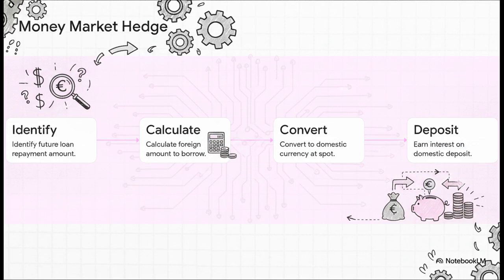Let's slow down the pace for a second and see how this builds step by step for a foreign receipt. Step 1. Identify the exact loan repayment required in the future that matches your expected foreign revenue. Step 2. Calculate how much you need to borrow today in the foreign currency, making sure to factor in their local interest rate. Step 3. Convert those borrowed funds immediately into your domestic currency at today's spot rate. Boom. Exchange risk is completely eliminated. And finally, Step 4. Place that money on deposit in your home country. You'll earn interest while you wait for the foreign customer to pay you, which you then use to pay off that original foreign loan. Honestly, it's a beautiful piece of financial engineering.